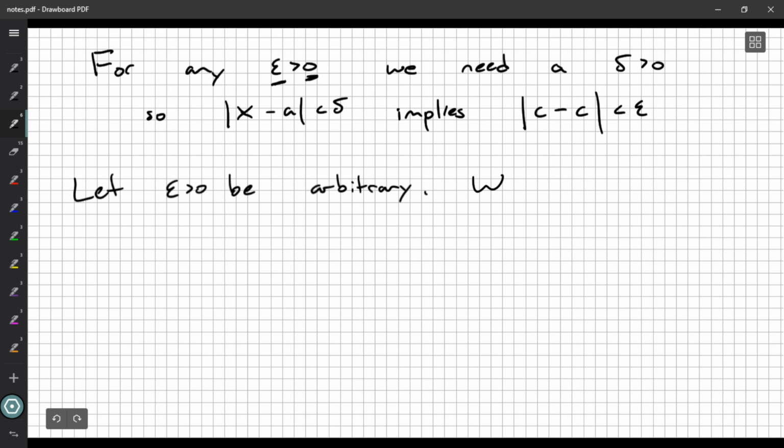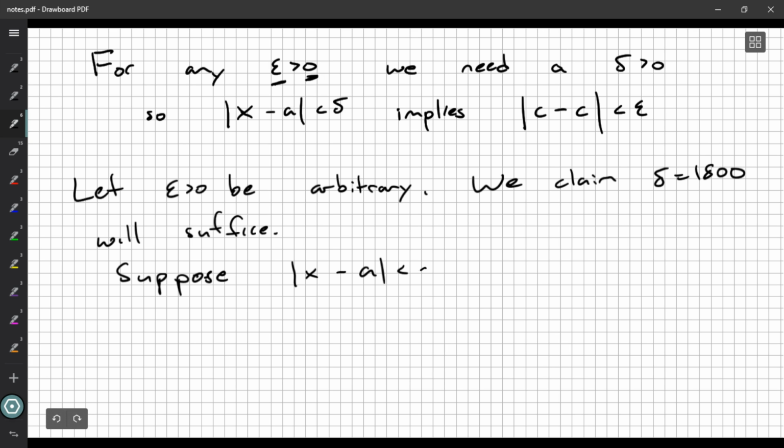We'll claim delta equals 1. Doesn't really matter what. I mean, pick your favorite number. Delta equals 1800. So that'll work. Okay. So we've got to now show that that sort of delta will work. So suppose the absolute value of x minus a is less than this delta.